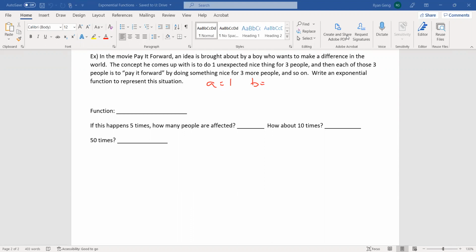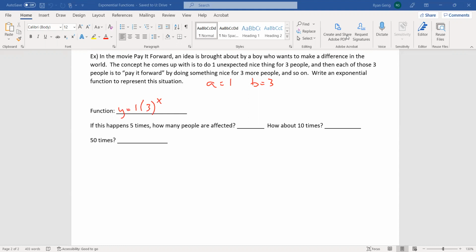Tripling is kind of hard to explain with the 1 plus R idea. But when you have a triple, the B value is 3. All right, just go with me on that. B equals 3. If it was doubled, it would be B equals 2. So my function is y equals 1 times 3 to the x.